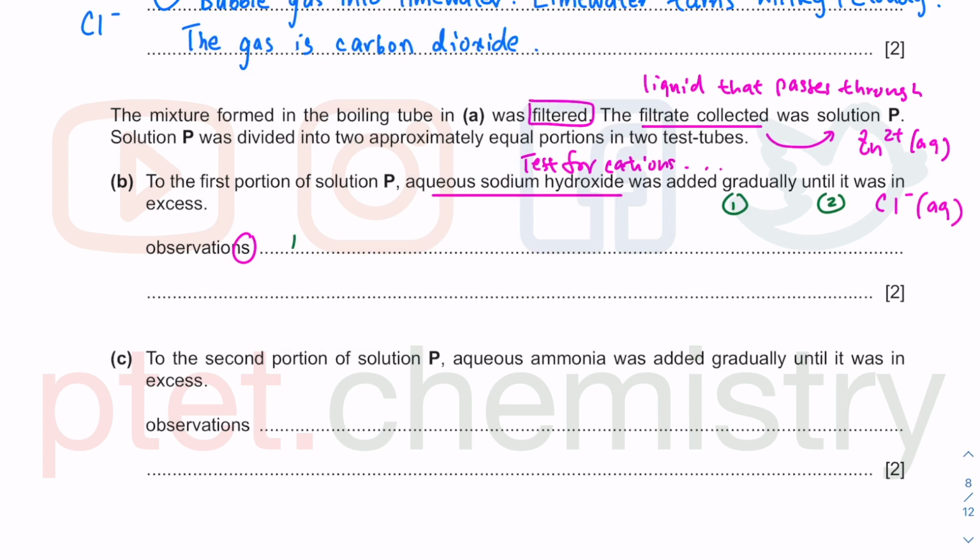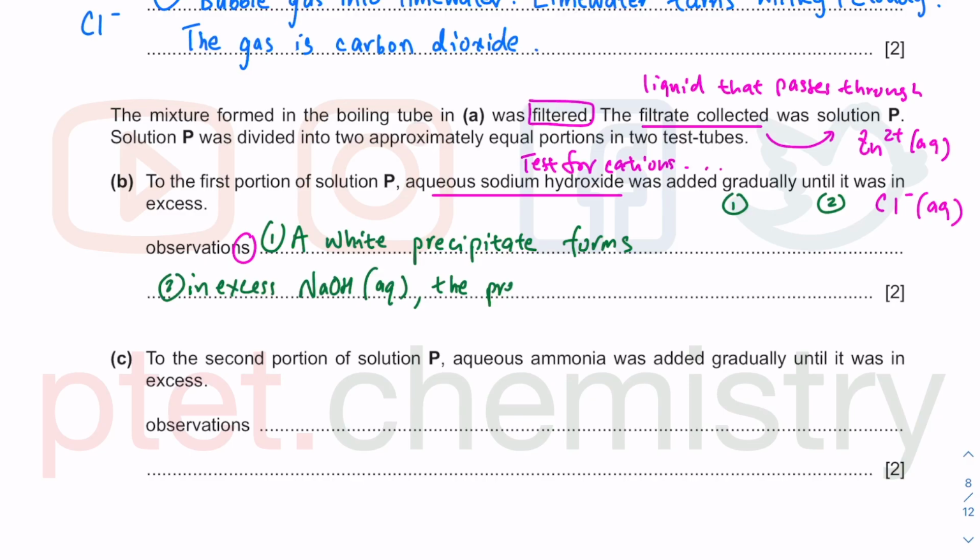Initially you get a white precipitate forming. White precipitate means white solid forms, but that is when you add a little bit. And then in excess aqueous NaOH, because according to the question, we don't just add NaOH, we added aqueous NaOH, the precipitate will dissolve.